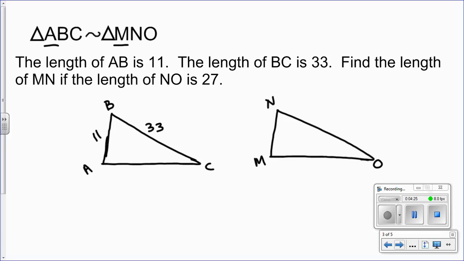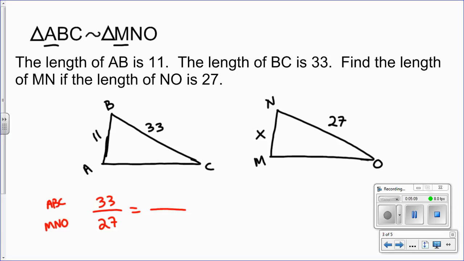Find the length of MN. So find the length means that's a variable, that's x. If the length of NO is 27. So I should be able to set up a proportion now. So M and O would be the smaller triangle since 27 is smaller than 33. So if I do 33 over 27, I know I did the big triangle over the small triangle, or I did ABC over MNO.